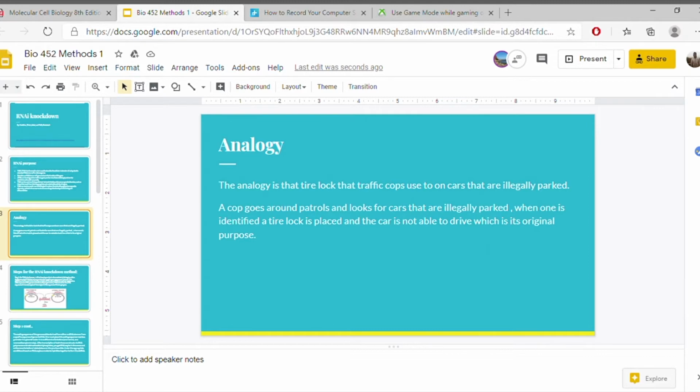Now, an analogy would be, for example, if you have a cop and he's looking around a sidewalk for cars that are illegally parked. Now, when he sees a car that's illegally parked, he stops, he puts this thing on the tire that stops it from moving, and therefore you're not allowing the car to drive, which is pretty much its initial purpose. So that cop is essentially just knocking down that car, or the ability for that car to drive.